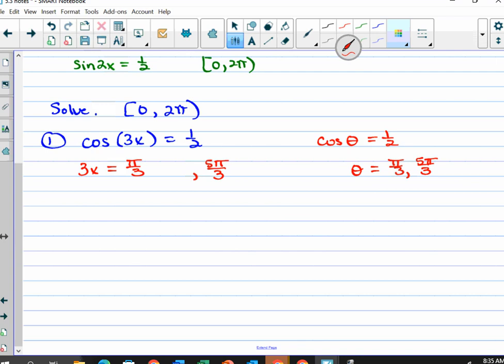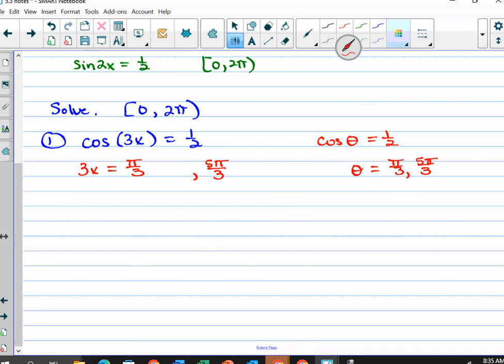Pi over 9. Close. So remember when we graphed it, normal cosine would have had 2 solutions by the time we got to 2 pi. I changed the period, I put a 3 in front of it. I'm going to have 3 times as many solutions, so I should get 6 answers. If I just divide by 3 here, I only find 2 of them. So I have to have a way to find those other answers.